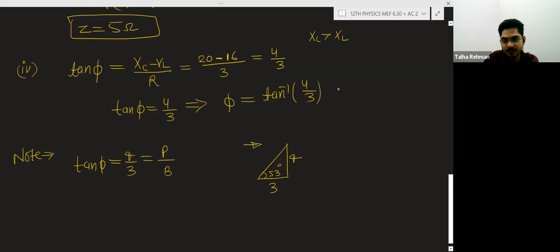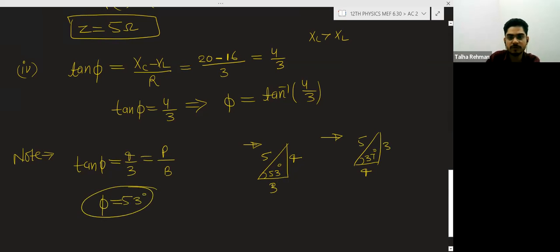This is one special triangle, and another special triangle is that if there is a triangle having perpendicular 3, base 4, and this is the 5 we know, this angle will be 37 degrees. So basically tan phi is equal to 4 by 3. So what will be the value of the phi? From this triangle you can get the value of the phi as 53 degrees. So this answer is also correct.